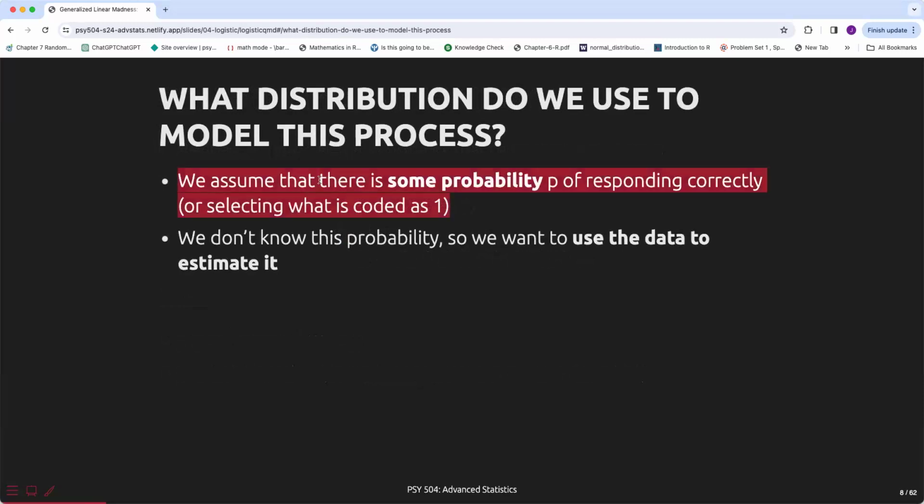So as I said, when we're using these generalized linear models, we need to figure out what distribution fits our data, right? So with dichotomous outcomes, with logistic modeling, we're basically wanting to figure out what the probability of responding correctly is, or whatever you coded as 1, right? So we don't know this probability, we want to estimate it from the data. What distribution do we use?